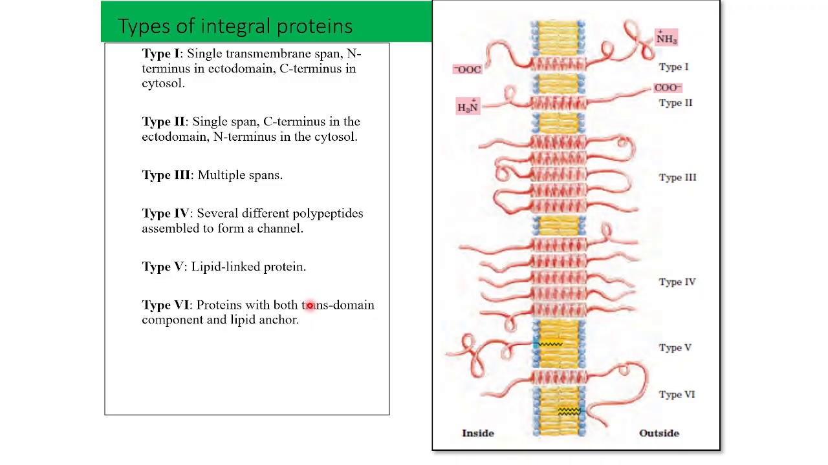Okay, so we studied the integral proteins. How many types of integral proteins are there? There is type 1, where you have a single transmembrane span, with the N terminus in the ectodomain, whereas the C terminus is in the cytosol portion. All 6 types are given here with descriptions, and from this you can understand the types of integral proteins. So type 1 is the single transmembrane span, with the N terminus in the ectodomain and the C terminus in the cytosol.